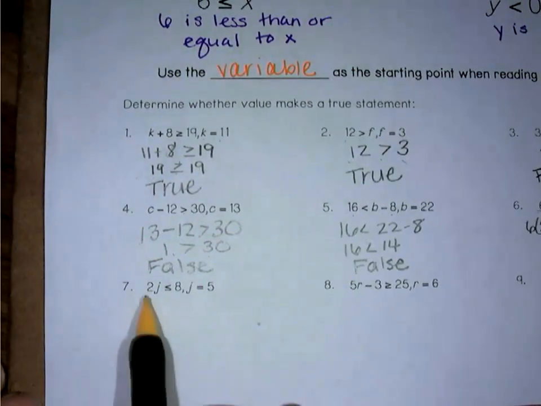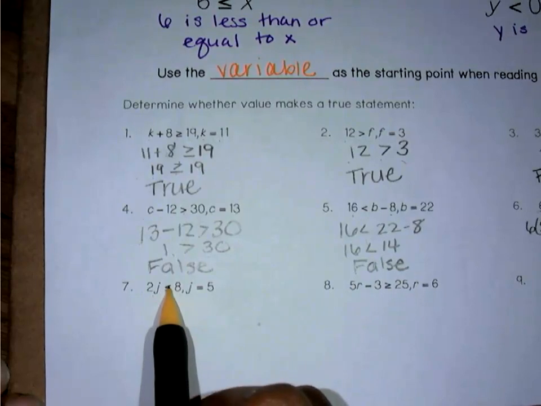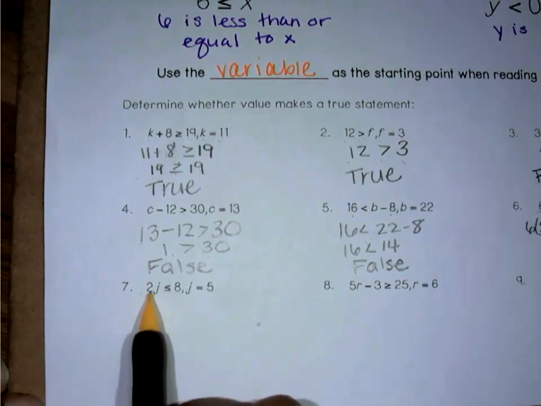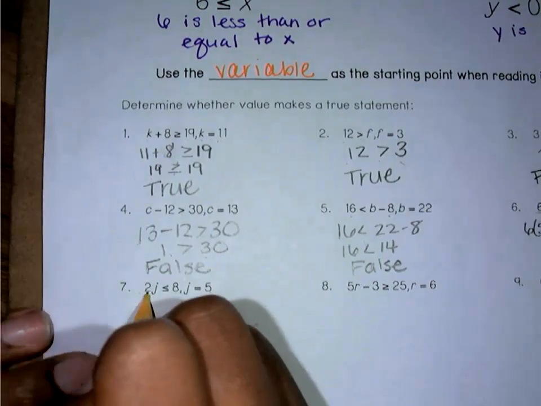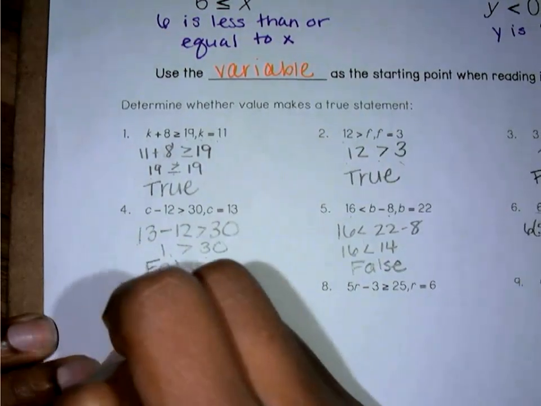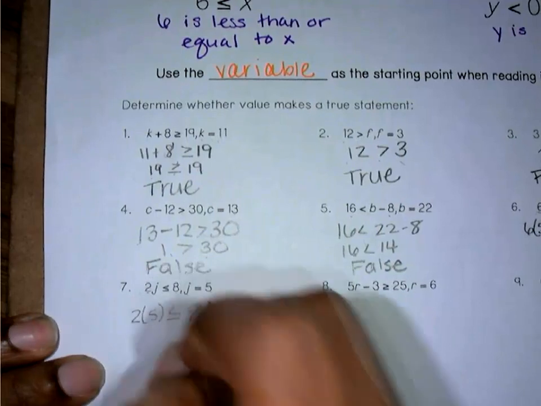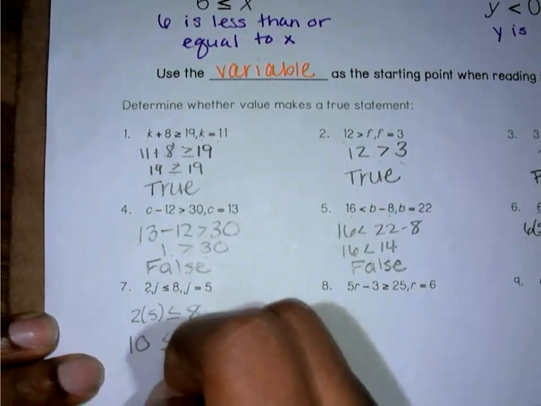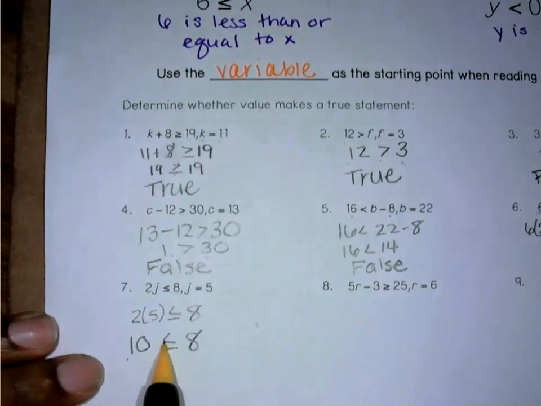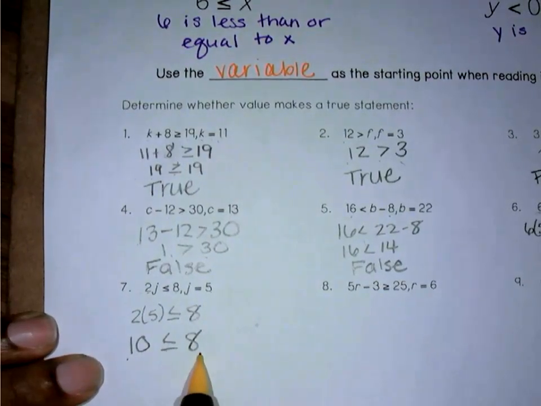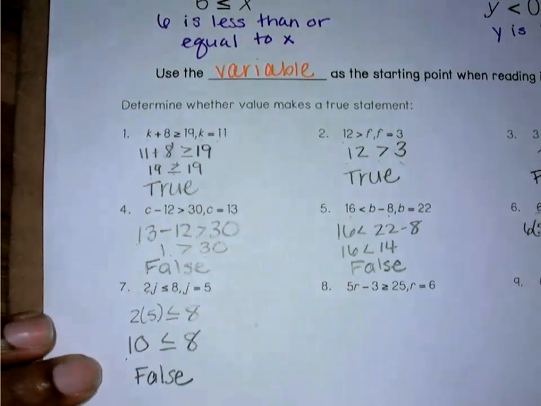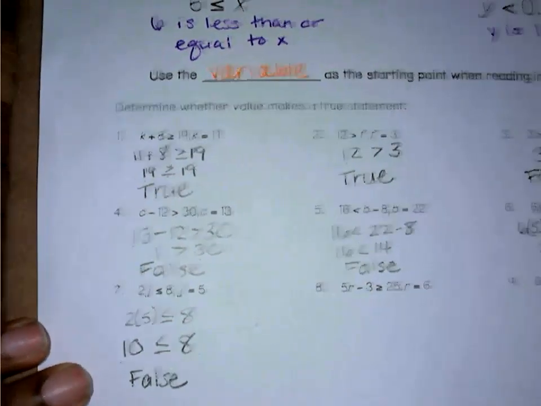Number 7 says 2j is less than or equal to 8 when j is 5. So go ahead and plug in 5 for j. The numbers are beside each other, so you multiply. All right, so I know that 2 times 5 is 10. All right, is 10 less than or equal to 8? No, that is false. Maybe we can get some truths in.